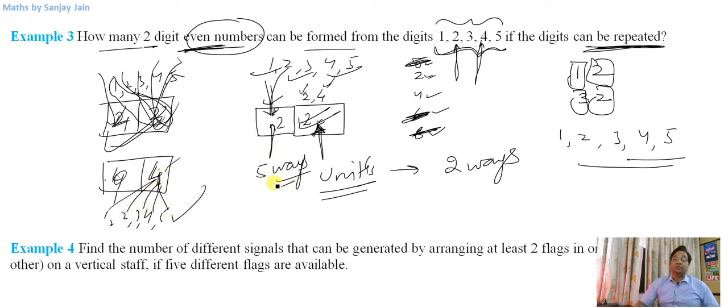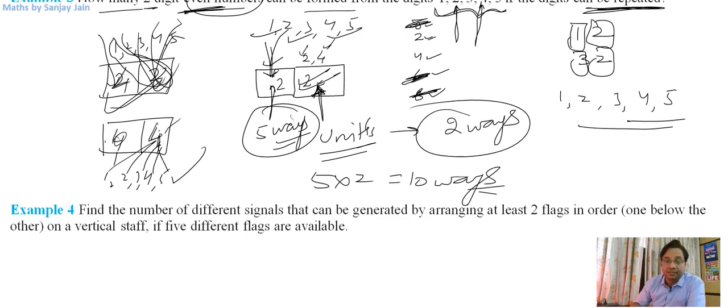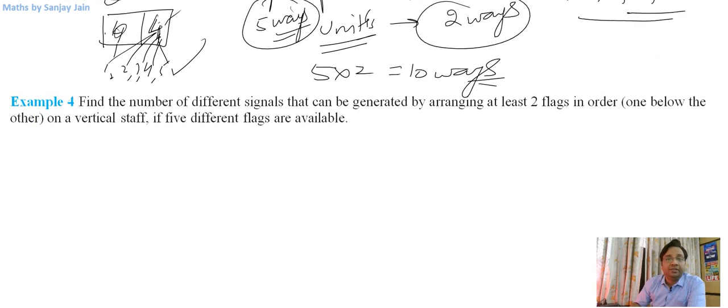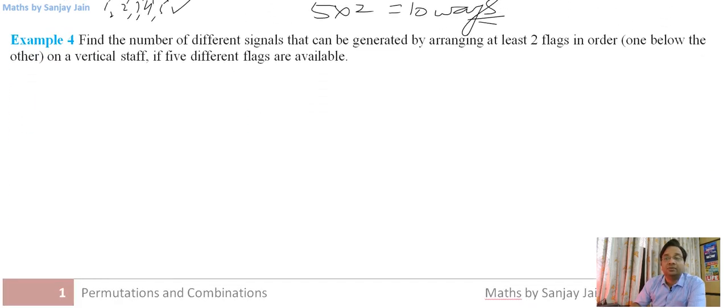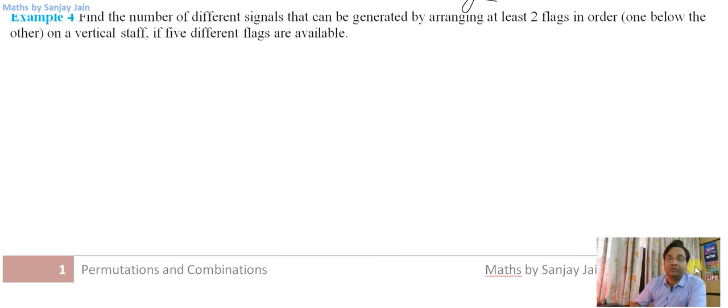So now total number of 2 digit even numbers will be 5 ways into 2 ways. That is 5 into 2, 10 ways. This is how we will be using the fundamental principle of counting. I am explaining this in detail, but when we come to the exercise or when we understand what the fundamental principle of counting is, I will be doing this really quickly because that is the purpose of learning this method. Otherwise, if you have to do it slowly, then you can count each and every case manually, right?